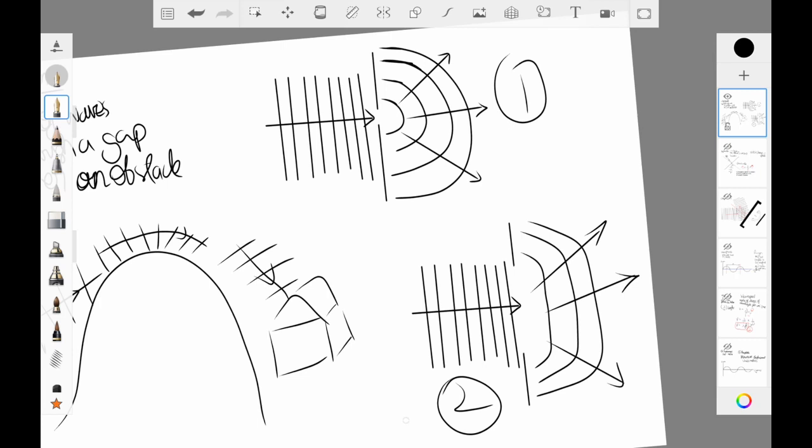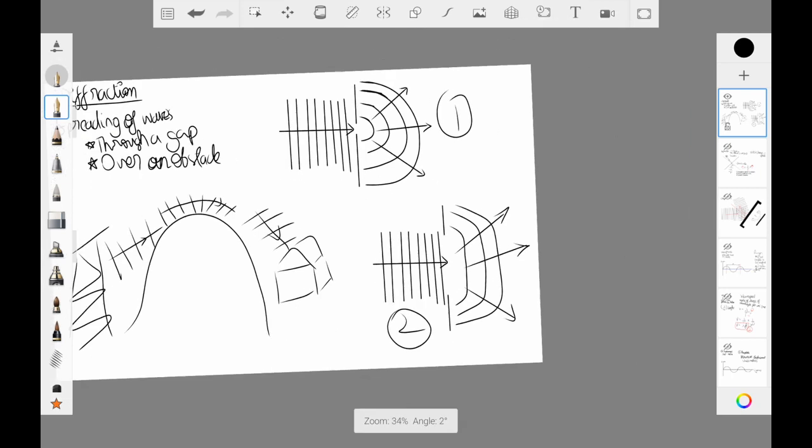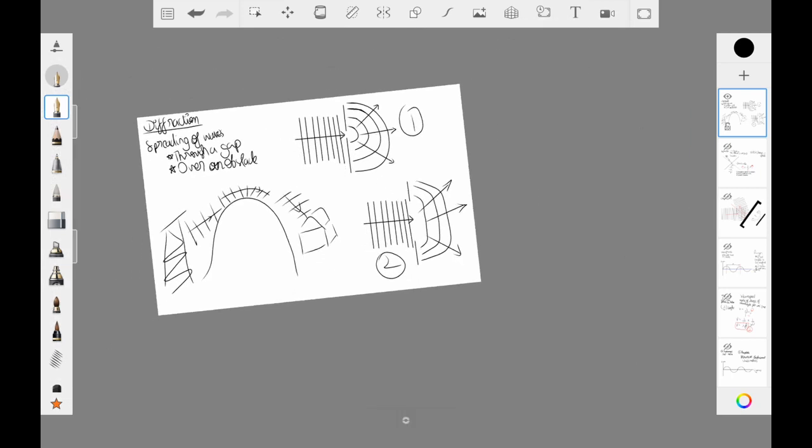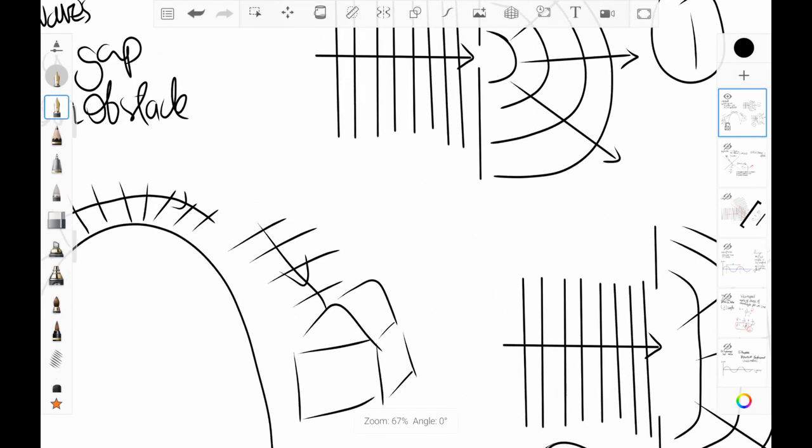In diagram 1, the gap was smaller, and in diagram 2, the gap is a lot bigger. And so the wave doesn't really spread as much, but you can still see it takes a plateau sort of shape. And with this, we can determine two factors that affect diffraction. Number one is the size of the gap.